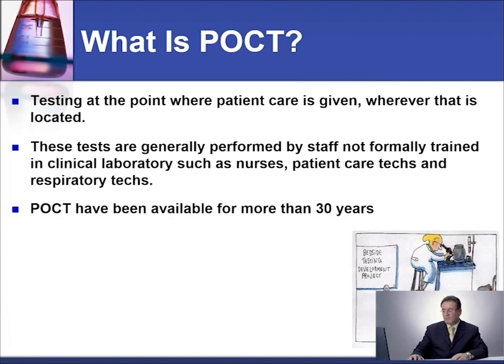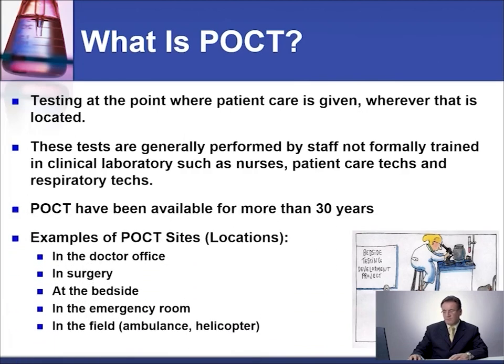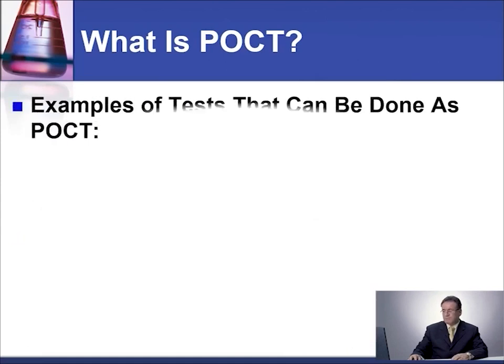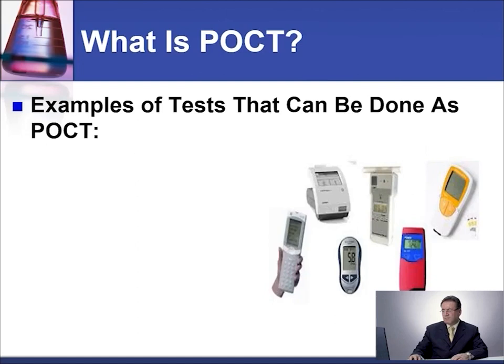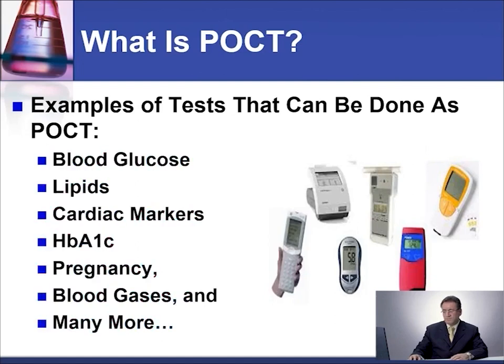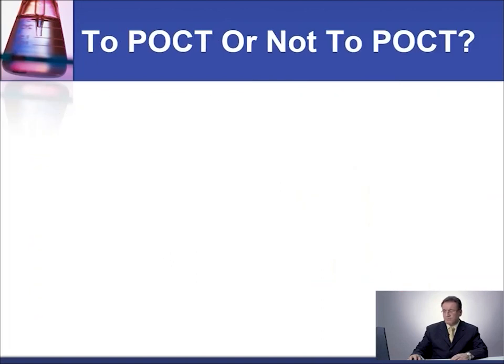Point of care testing has been available for more than 30 years. Examples of point of care sites or locations: in the doctor's office, in surgery, at the bedside, in the emergency room, in the field like in an ambulance. Examples of tests that can be done as point of care: blood glucose, lipids, cardiac markers, hemoglobin A1C, pregnancy, blood gases, and many, many more.